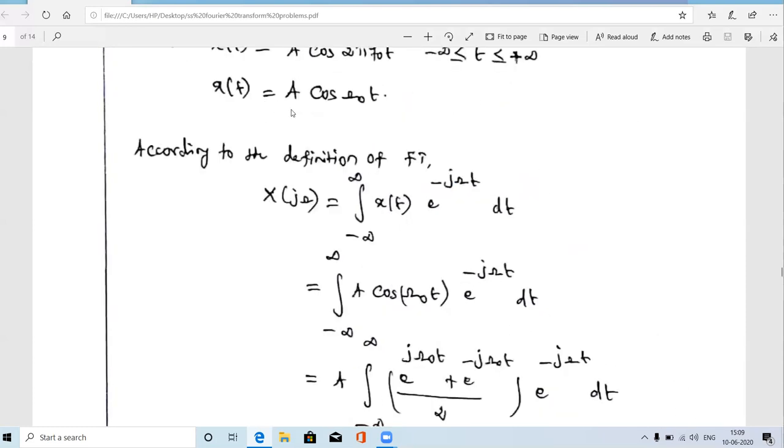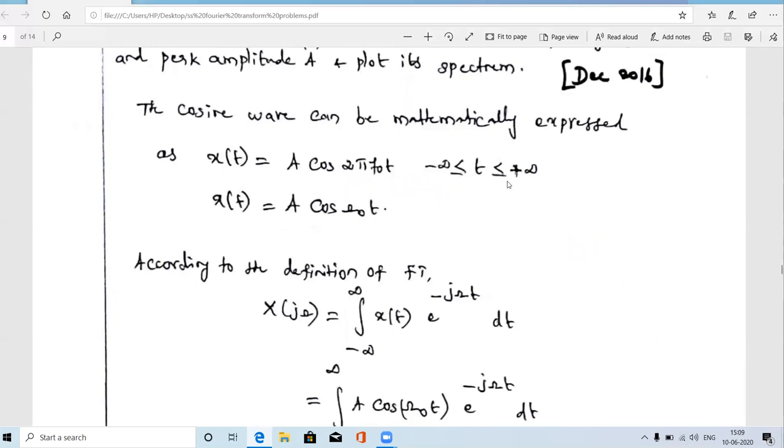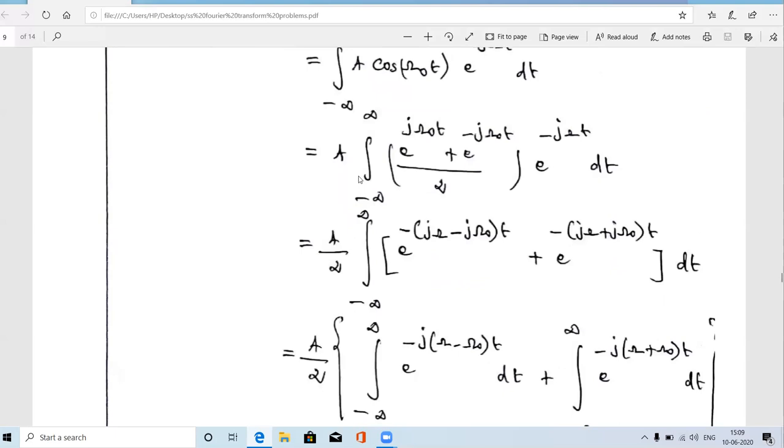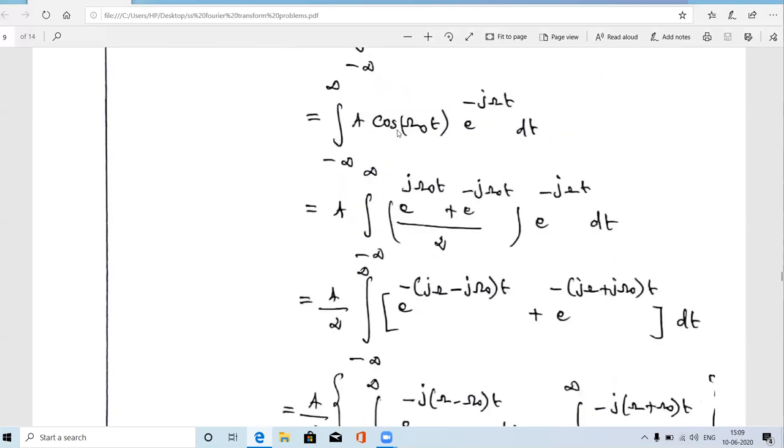Here the given signal x of t is available for the interval minus infinity to infinity, so we can't change the integration limit. It is from minus infinity to infinity. In this, the term A is a constant, so you take it outside of the integration. The next one, integration of cos of some value into e power, we can't integrate directly. That's why we convert this cos omega naught t in terms of e power j theta. You know the formula for cos theta. What is cos theta? Cos theta is nothing but e power j theta plus e power minus j theta divided by 2.